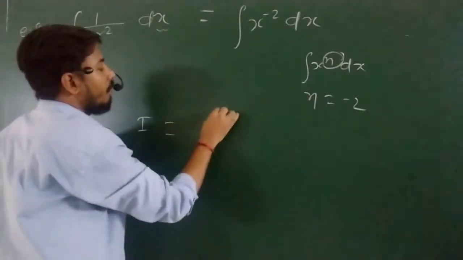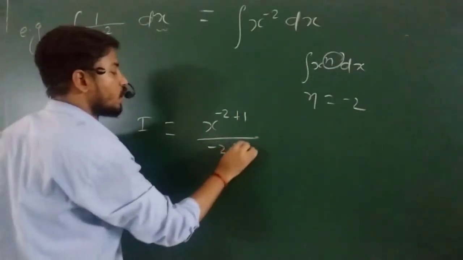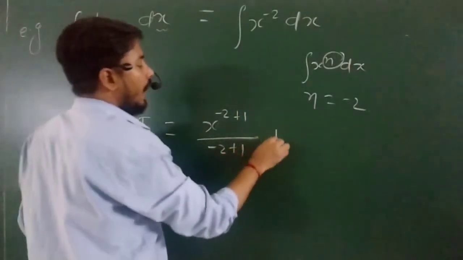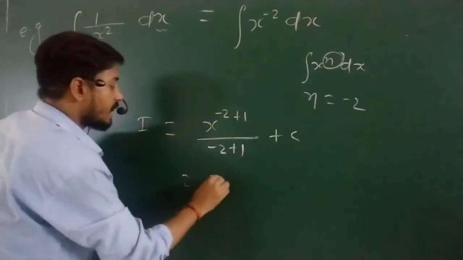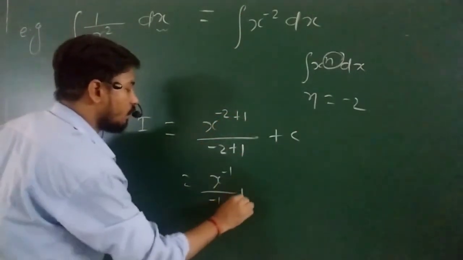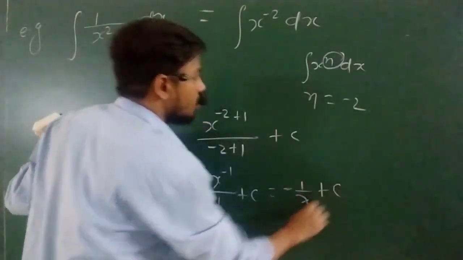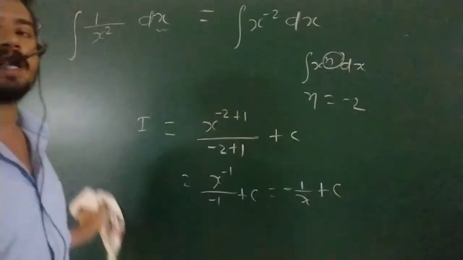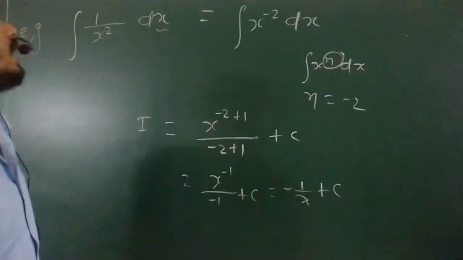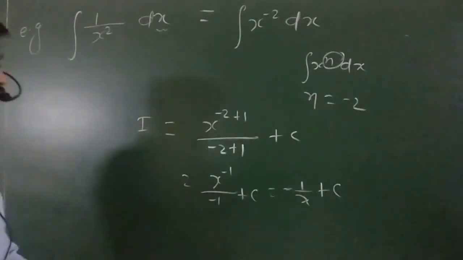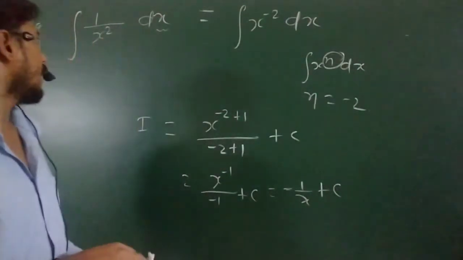So our answer becomes: integration I is equal to x power n plus 1, where n is minus 2, so minus 2 plus 1, divided by n plus 1, and I told you to add plus c. So this becomes x power minus 1 divided by minus 1, plus c, which is minus 1 by x plus c. Getting my points? Okay. So this is the integration of the first function, 1 by x squared dx.